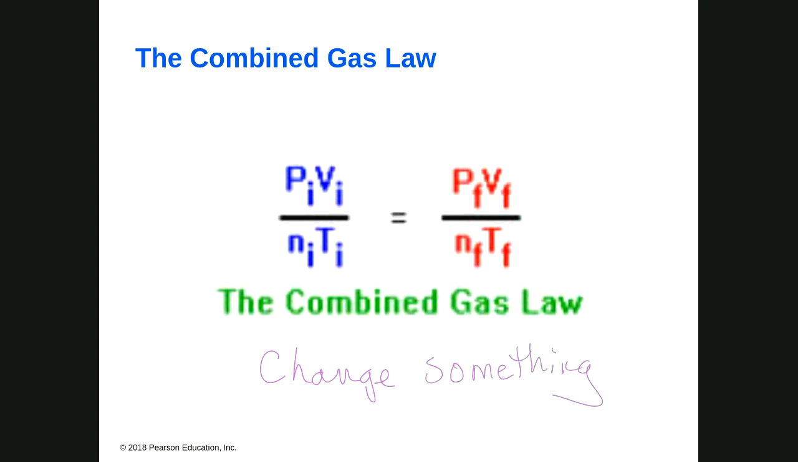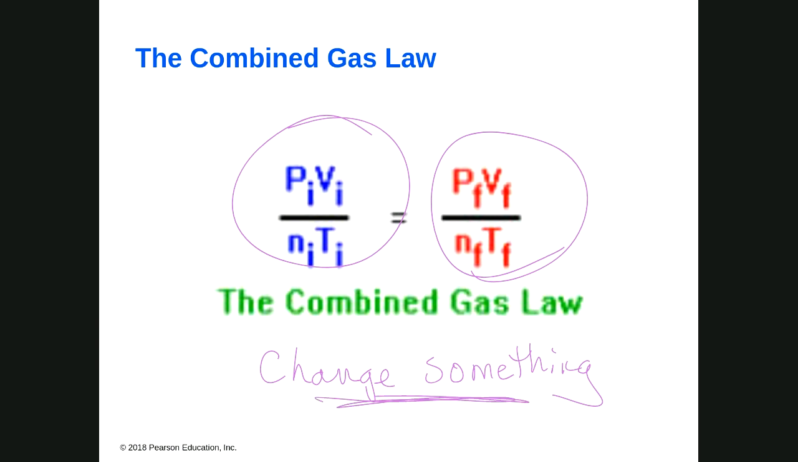So you will have two sets of data. You will have a first condition, and then you will change one or several of these, and you will get a new condition. And so when you do that, you're going to use the combined gas law to work one of those problems.